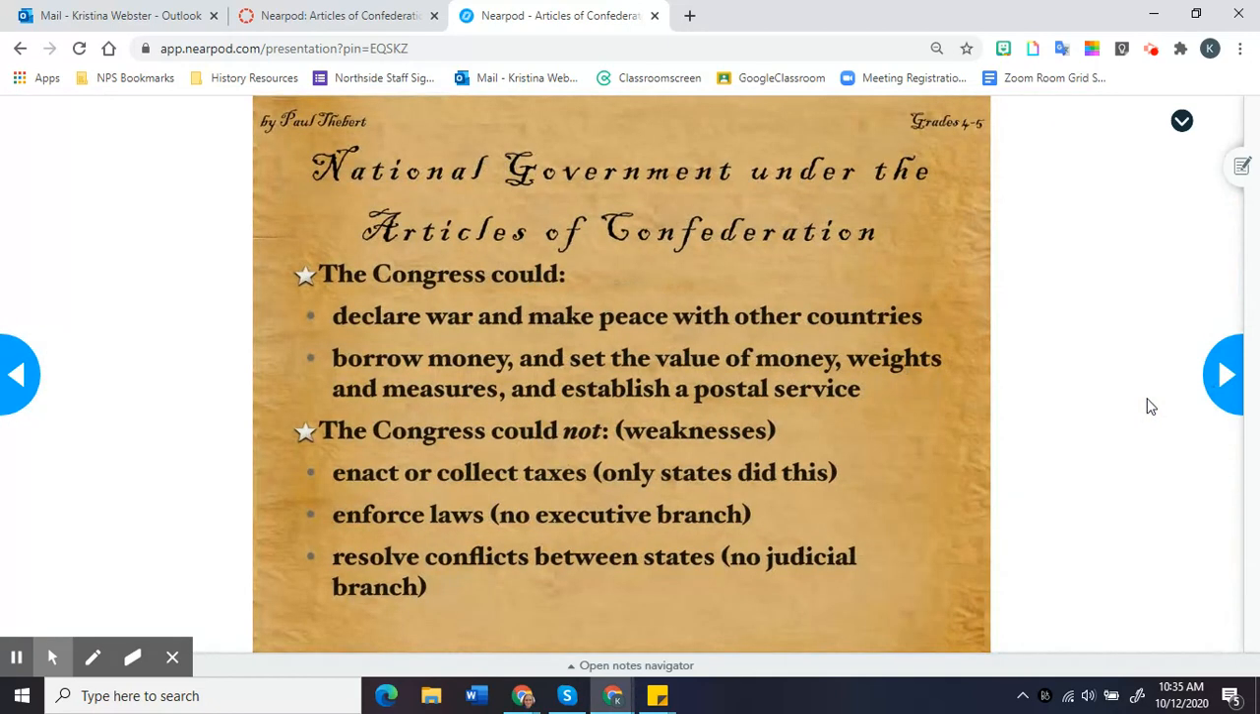So, national government under the Articles of Confederation. The Congress could declare war and make peace with other countries, borrow money and set up the value of money, weights and measures, and establish a postal service. The Congress could not enact or collect taxes. Only states did this. It could not enforce laws, because there was no executive branch, or resolve conflicts between states. They had no judicial branch.